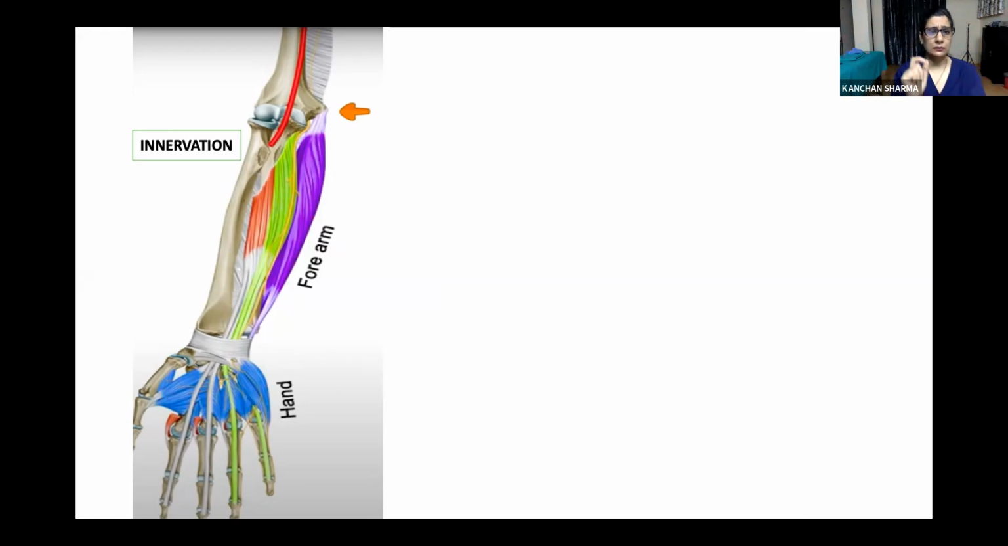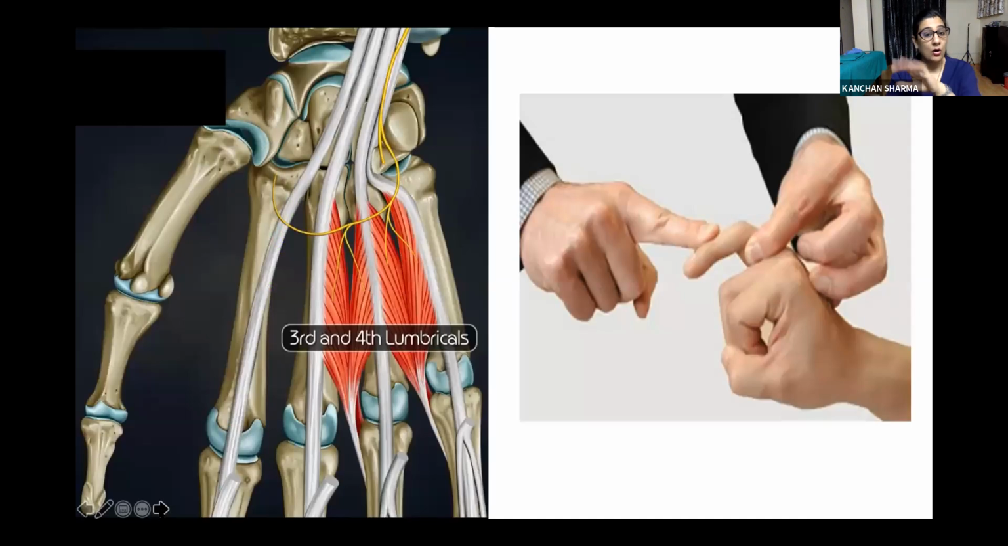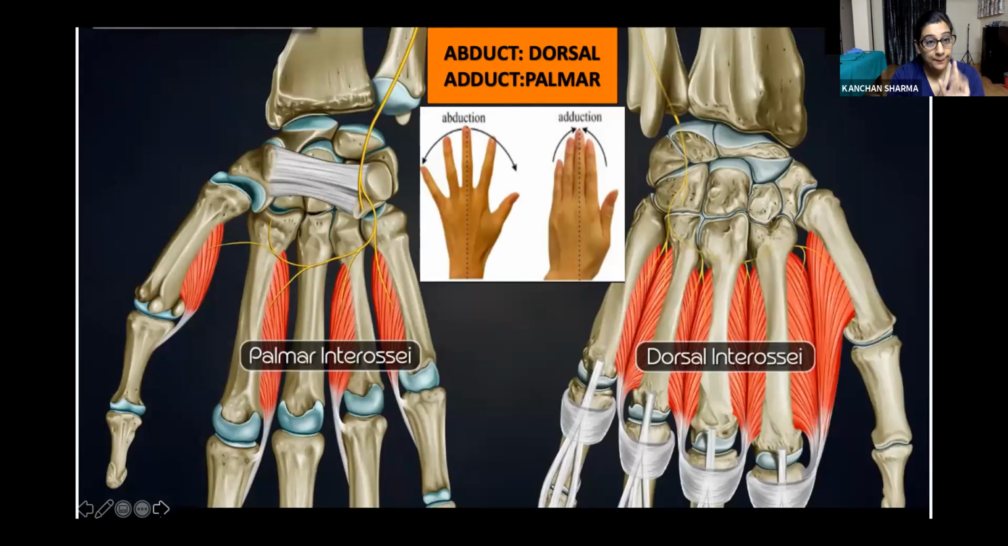Now, I'm sorry, this ulnar nerve will also supply the ulnar head of your flexor digitorum profundus. So these are the two muscles, and also the third and fourth lumbricals. We have learned that the first and second are supplied by the median nerve. The third and fourth are supplied by the ulnar nerve. Both the palmar and the dorsal interossei are also supplied.